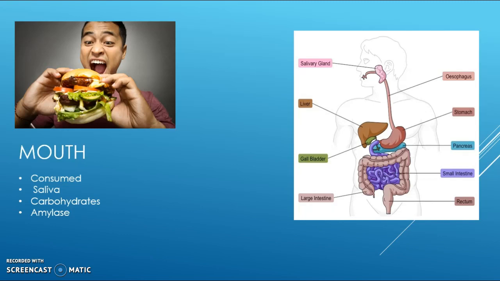The mouth is obviously the place where the food is consumed, and within our mouth we have saliva. When we eat, the salivary gland in our mouth releases enzymes to break down the carbohydrates. These types of enzymes are called amylase, and as you can see, the salivary glands are in the mouth as shown in this diagram here.